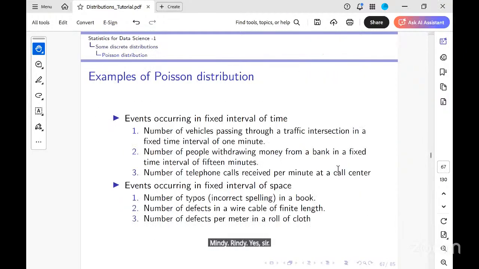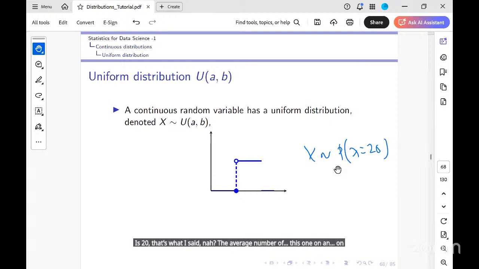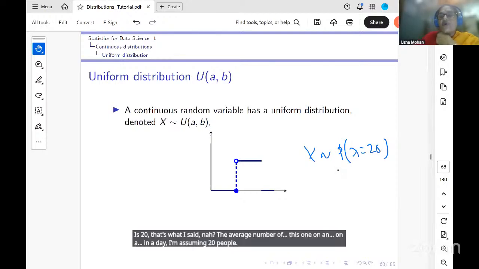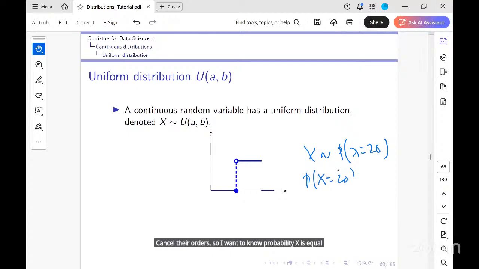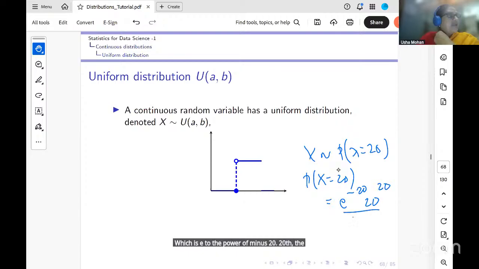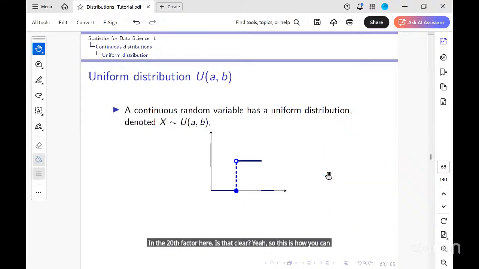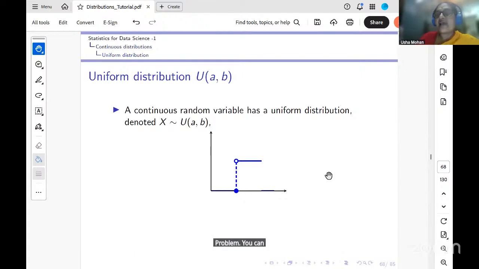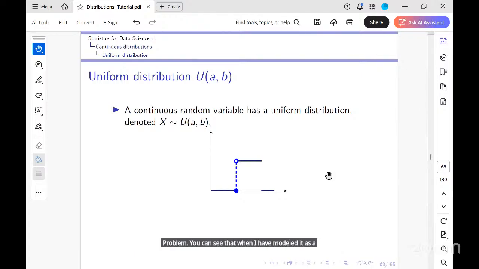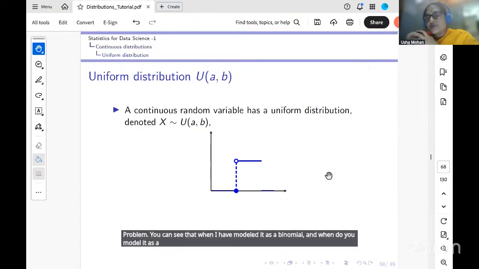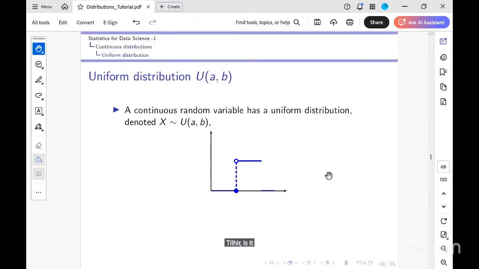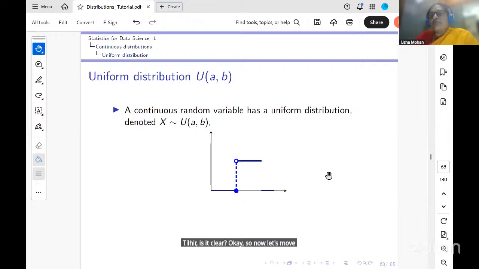The average number in a day, I'm assuming, is 20 people cancelling their orders. So I want to know the probability that x is equal to 20, which is e to the power of minus 20, 20 to the power of 20 divided by 20 factorial. Is that clear? So this is how, for the same problem, you can model it as a binomial and when you model it as a Poisson distribution. Till here, is it clear? Yes, ma'am. So now let's move on to the uniform distribution.